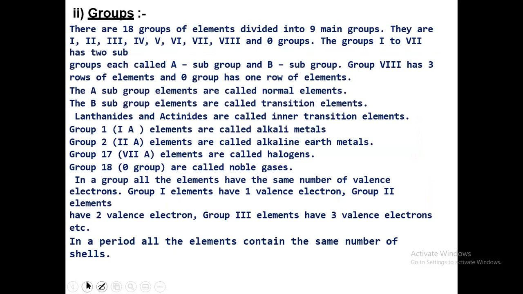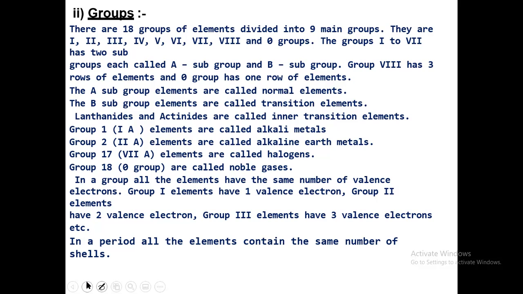Now we will discuss the groups. There are 18 groups of elements divided into 9 main groups. They are first, second, third, fourth, fifth, sixth, seventh, eighth, and zero group. Groups first to seventh have 2 subgroups, called group A as well as group B. The eighth group has 3 rows of elements, and the zero group has 1 row of elements.